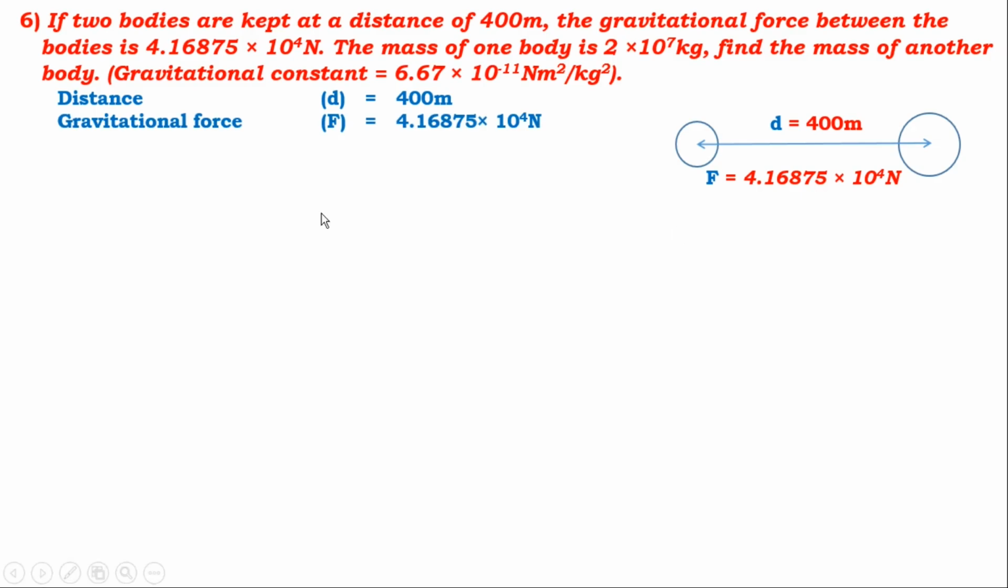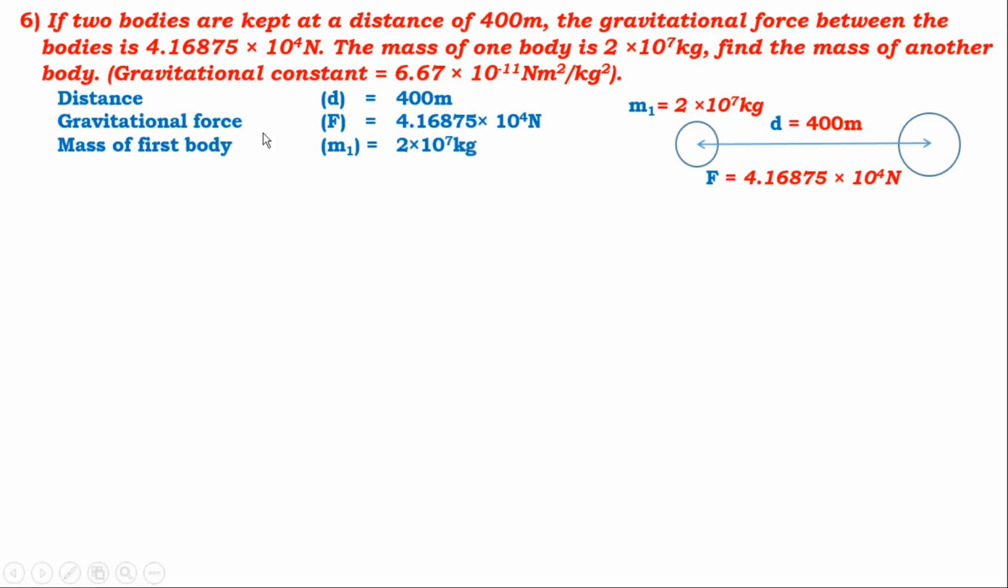Now reading the numerical problem, we get another information also. The mass of one body is 2 into 10 to the power 7 kilogram. This is the first body and its mass is denoted by m1 and it is 2 into 10 to the power 7 kilogram. m1 is given. I want to write mass first. Find the mass of another body.